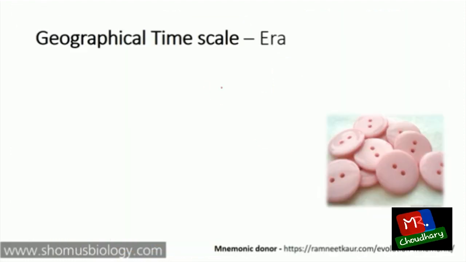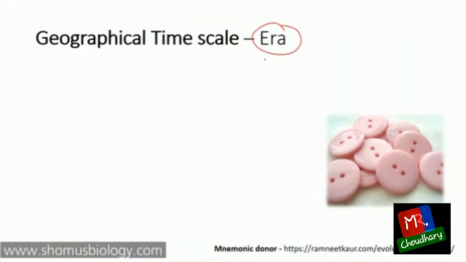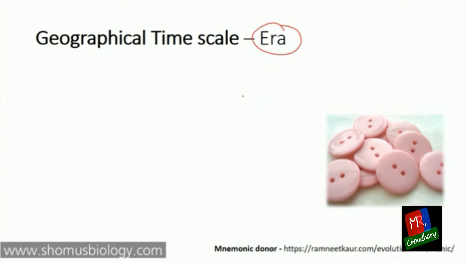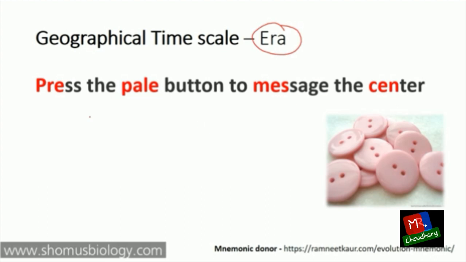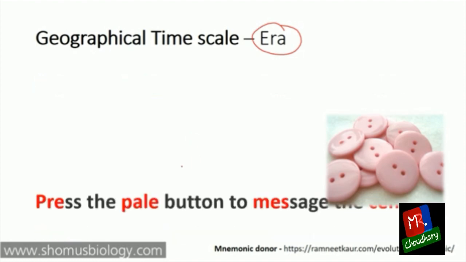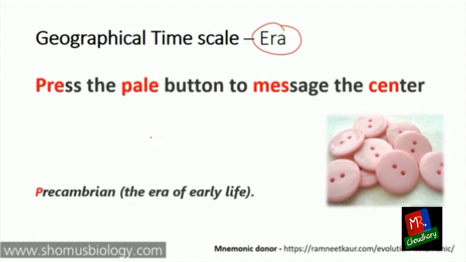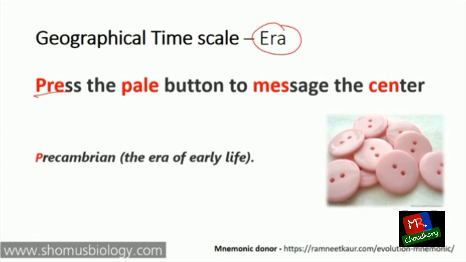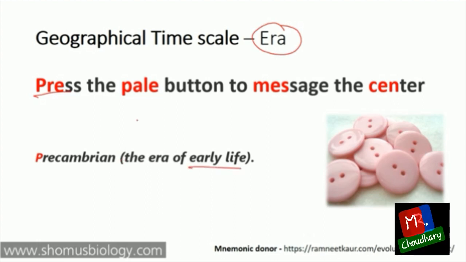The first thing that you need to find out is era. How to know and how to get era? To get era, there is a sentence that you need to remember, and that sentence is: Press the pale button to message the center. Yes, that's how easy it is. Press the pale button to message the center. So it starts with the first step, PRE, go with Precambrian era. The era is the first era in the early lifespan.